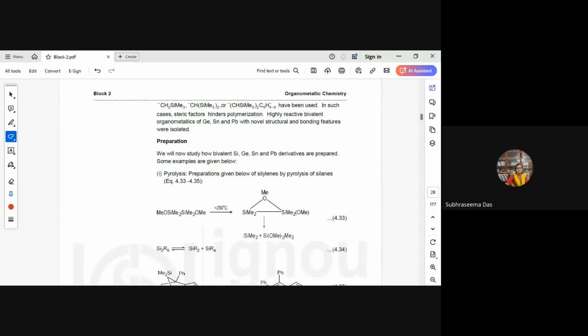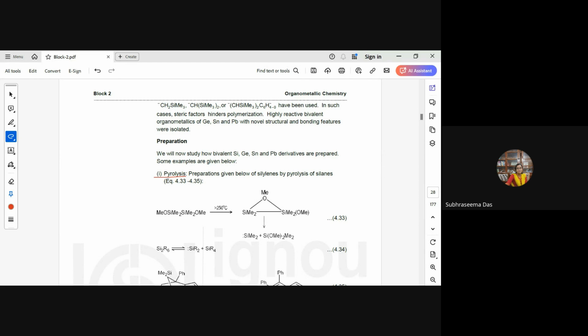The first preparation method is pyrolysis. We all know pyrolysis is a heating process at elevated temperatures, mostly beyond 400 degrees centigrade. Pyrolysis is usually carried out in an inert atmosphere, that is, the atmosphere is devoid of oxygen. The temperature should be high, and the heating is performed in a controlled chamber.